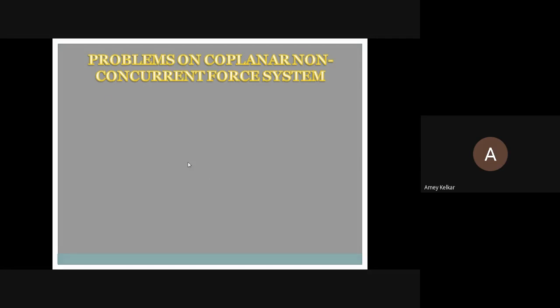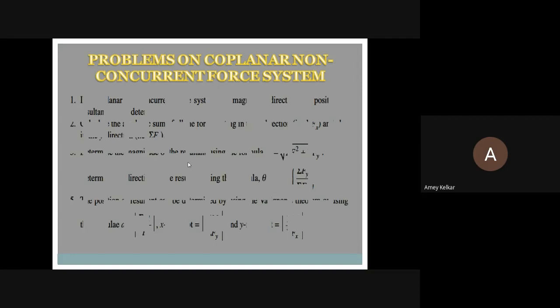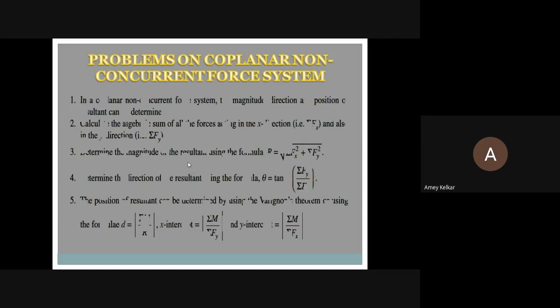That is what you mean by non-concurrent. So these are the steps which we'll need to follow in solving these problems. The good thing is that up to step number 4, all the things are nearly the same. Up to step number 4, you need not worry if you have studied properly for the internal, so you'll be able to cover. Then in step number 5, we are applying Varignon's theorem to find the x-intercept and y-intercept.